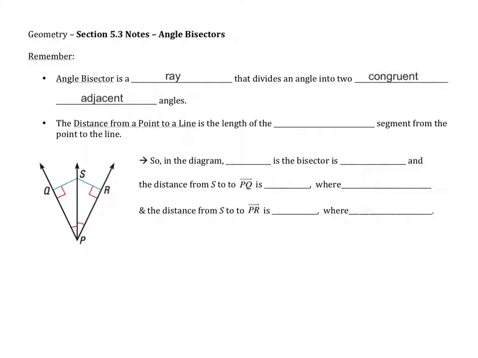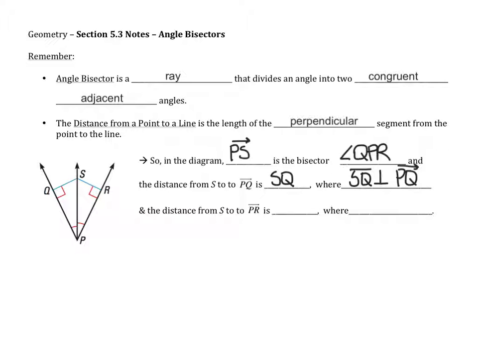Another thing we need to remember is about the distance from a point to a line. The distance from a point to a line is the length of the perpendicular segment from the point to the line. So, in the diagram, ray PS is the bisector of angle QPR, and the distance from S to PQ is the measure of SQ.